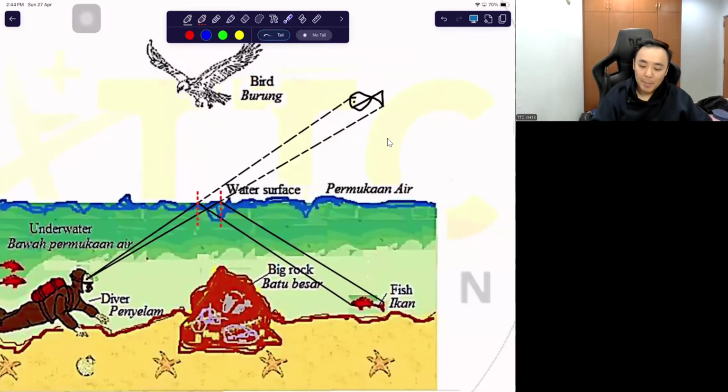Now, finally, you need to label what? Directions of the light. Where does the light come from? Just now we said, right? Where does the light come from? From the fish to the diver. There you go. Now, guys, 3 steps.